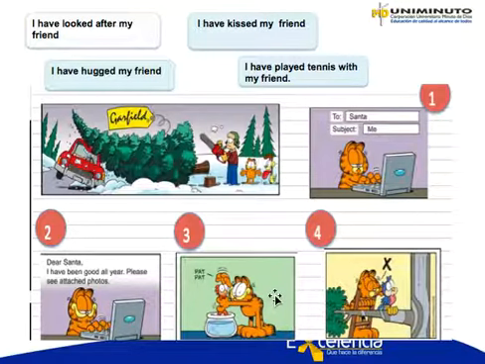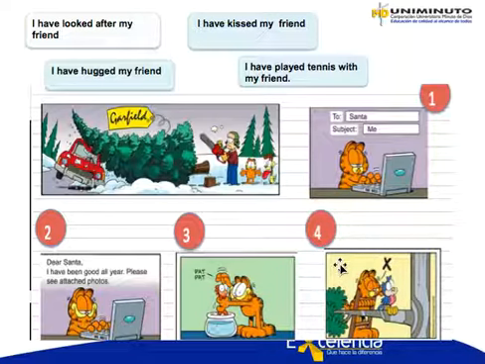So the number 3, what will it be? And here we are using present perfect. Well, so we have here could be I have looked after my friend. I have kissed my friend. I have hugged my friend. Or I have played tennis with my friend. So, what will be here? I have looked after my friend. Yo he cuidado a mi amigo. Okay? The number 4, what could it be?